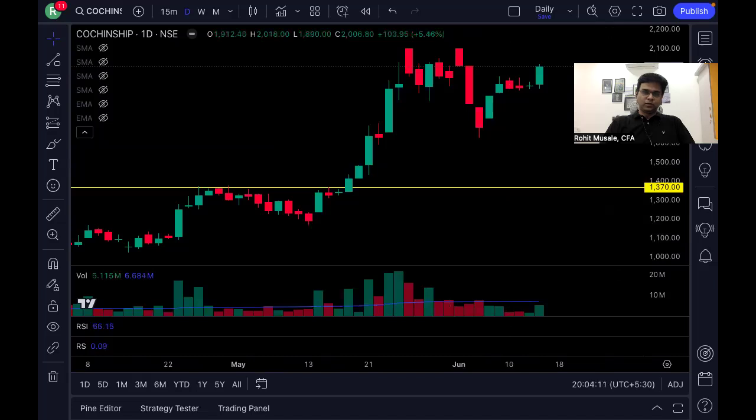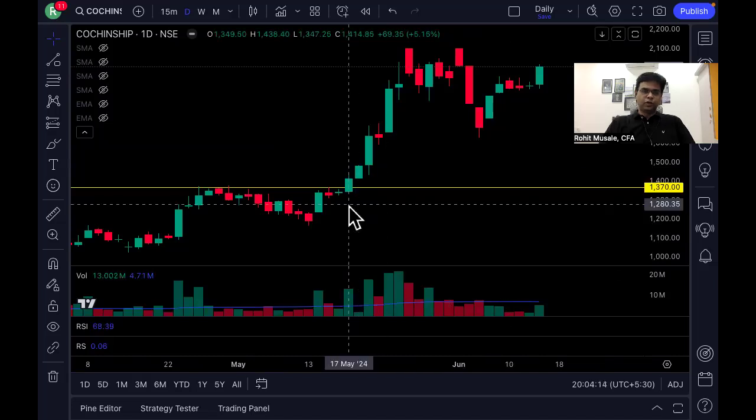And when the day closes, I look at the volume. The volume is more than twice the average daily volume. See, the volume is 13 million shares traded on that day. Average volume is 4.7 million. Is more than twice the average daily volume, which is an indication that it's a powerful, strong breakout. The price could go up even further.